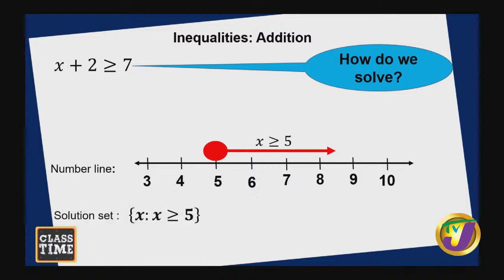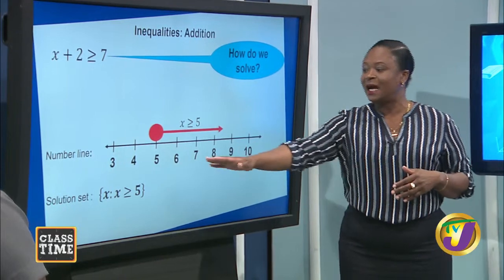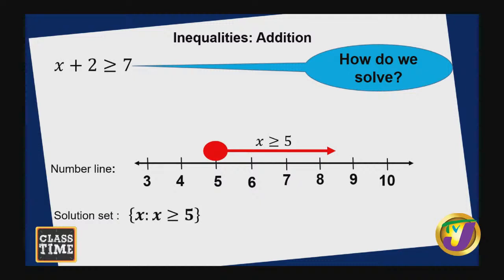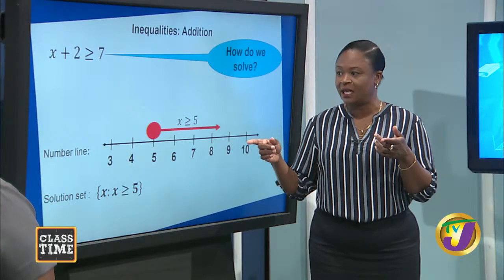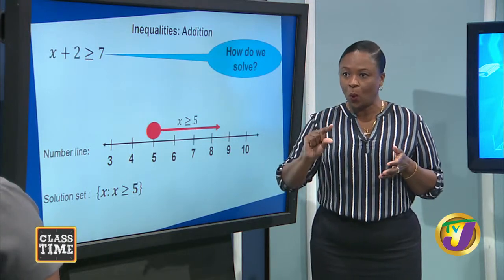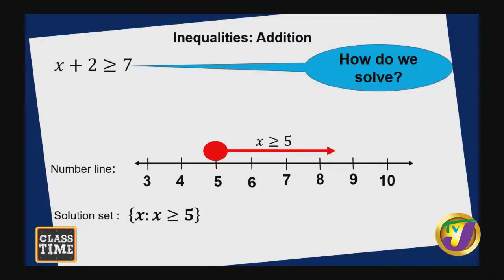Now the solution set is represented in set builder notation. What does it read? It reads: the set of x such that x is greater than or equal to 5. Pay attention to how it is written. It has curly brackets, and inside the curly brackets we have the variable, the colon (in some cases a line is shown), and then x is greater than or equal to 5.